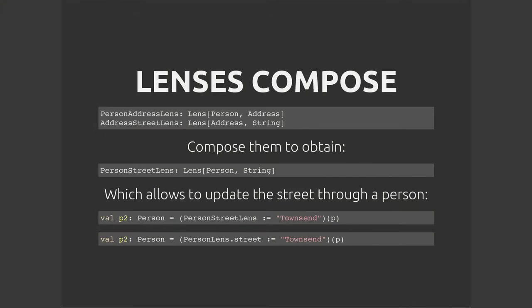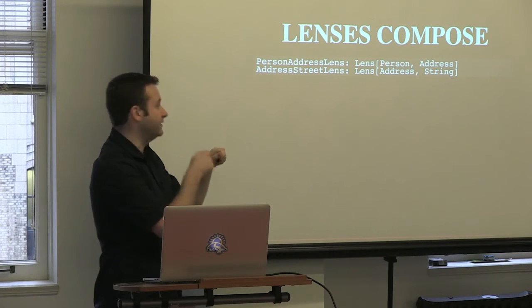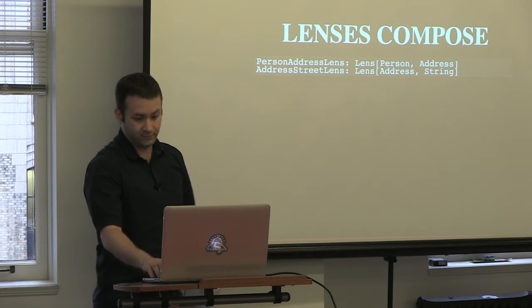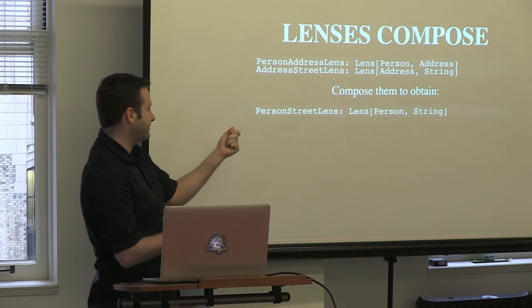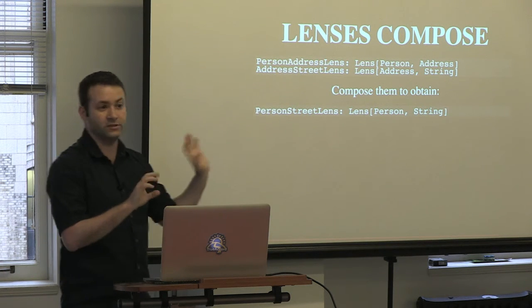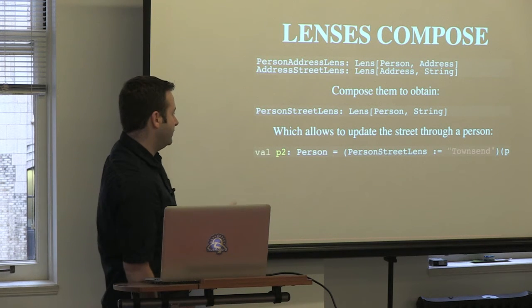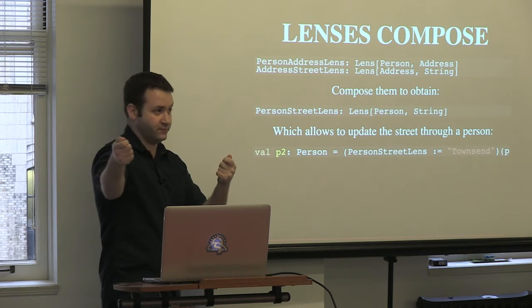Now, the beauty of it is that lenses, as mathematical structures, compose. You can just compose them with one another. So if you have a lens that can change the address inside the person, and you have another lens that can change the street inside an address, you can combine them, you can compose them, and you get a person street lens. So you can get and set the street directly from a person. This is just function composition, no magic. And this would allow you to update the street directly through a person, skipping the address part.